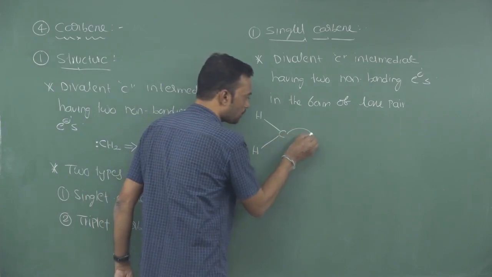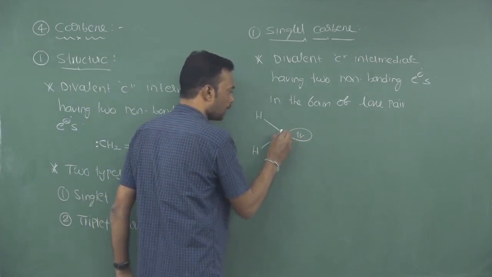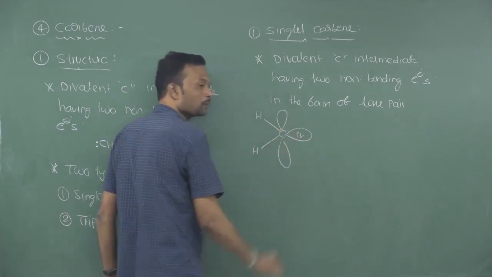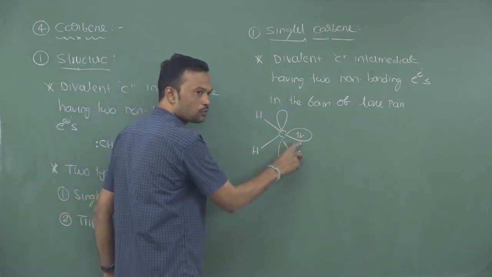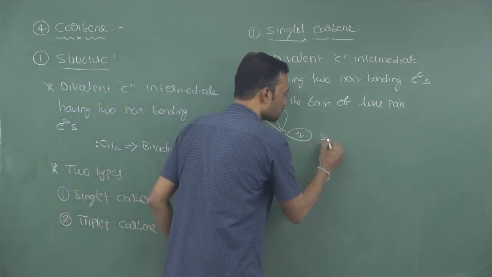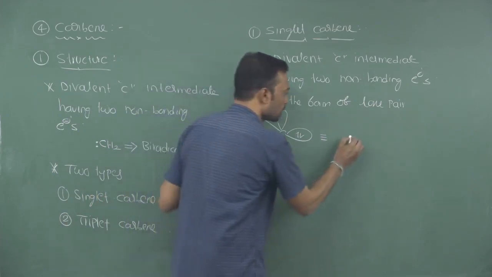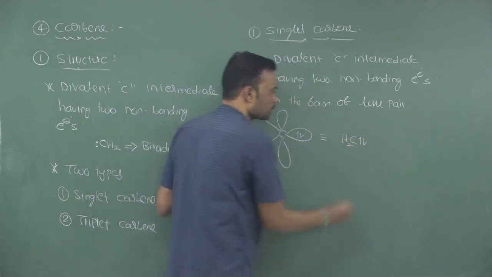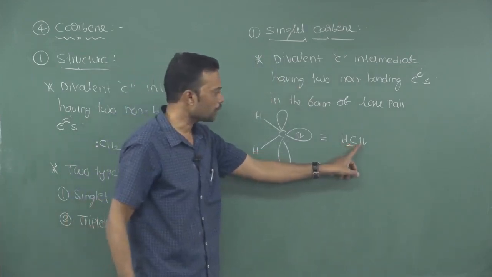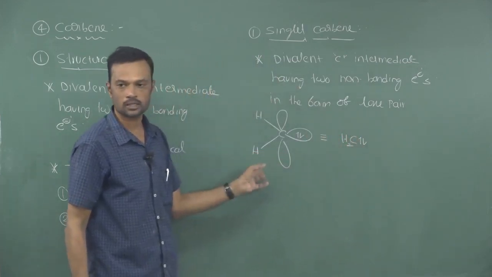Now here see, one orbital is there which is a lone pair and the other orbital is a completely empty p orbital. The two electrons exist in opposite spin, in the form of a lone pair. So this is nothing but a singlet carbene. In singlet carbene you can write two electrons with opposite spin like this. Carbon carrying two electrons with opposite spin is a singlet carbene.